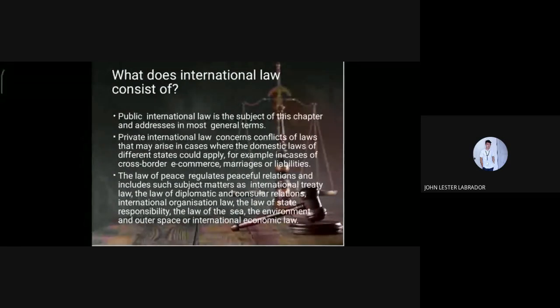Then kaning international organization law, international law commissions as organization established by treaty or the instrument governed by international law and possessing its own international legal personality. Kaning the law of state responsibility, direct violation of international law. A state must make full reparation for injury caused by an illegal act for it is internationally responsible.